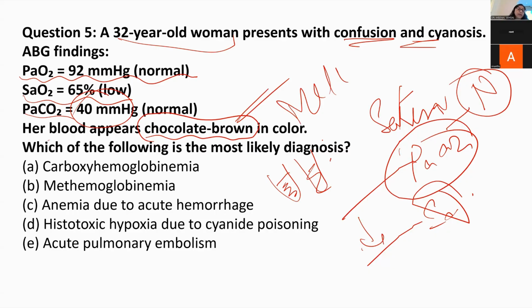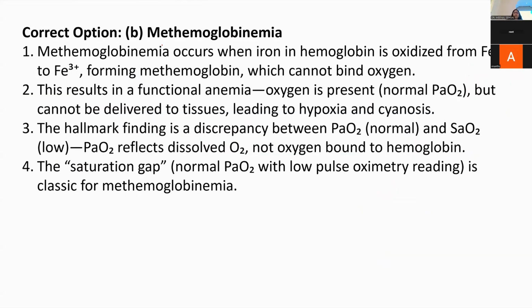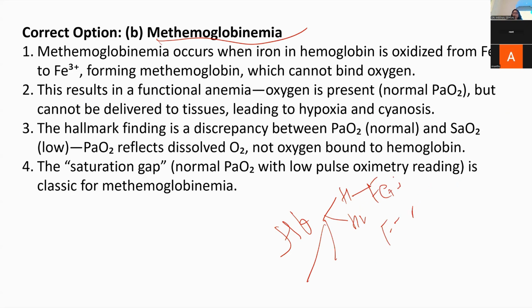Without even looking at any other choices, I know the answer. And I am sure you all also know the answer. We are dealing with methemoglobinemia. So what is methemoglobinemia? Here we know that each molecule of hemoglobin has 4 heme molecules, and each heme molecule is bound to a ferrous state of iron. But if one of them gets converted into the ferric state, that is Fe3+. So methemoglobinemia occurs when iron in the hemoglobin is oxidized from ferrous to ferric, forming methemoglobin.